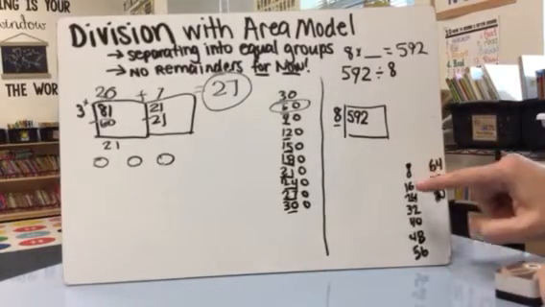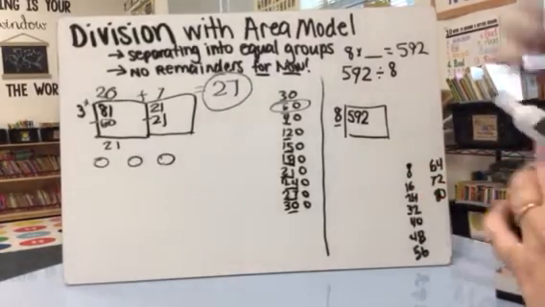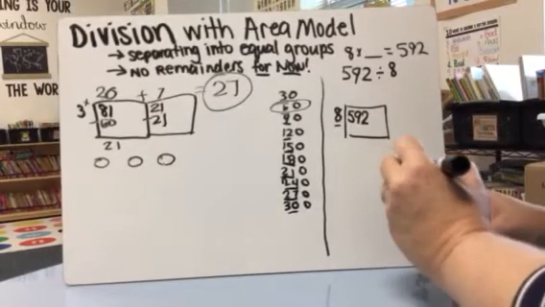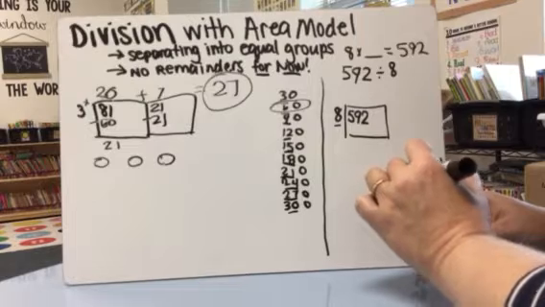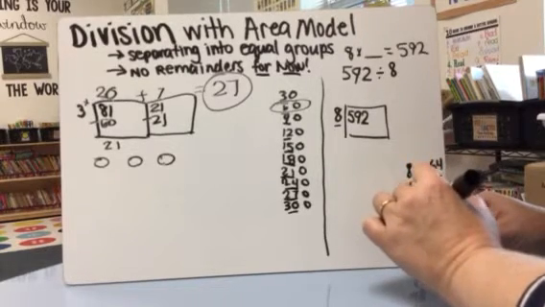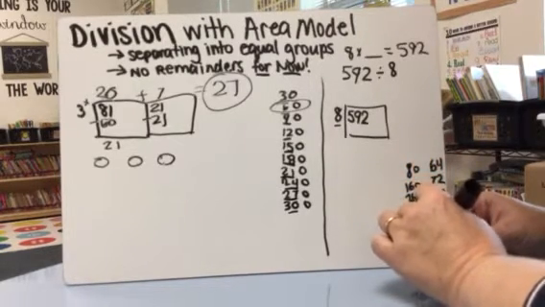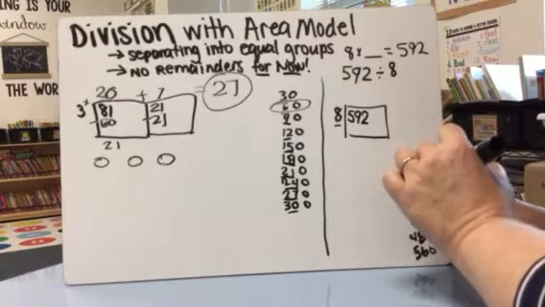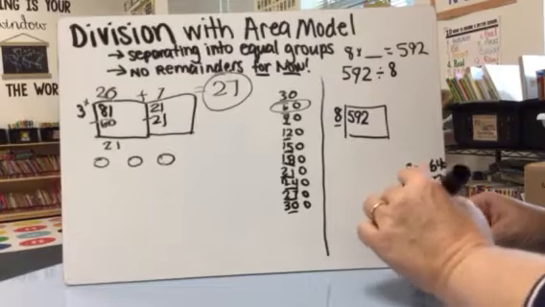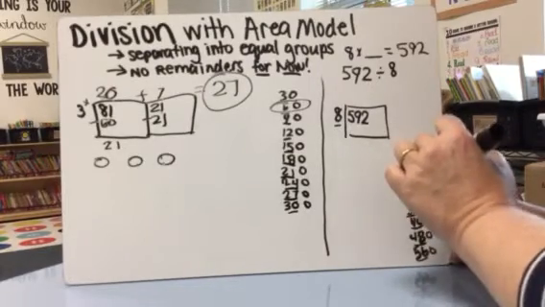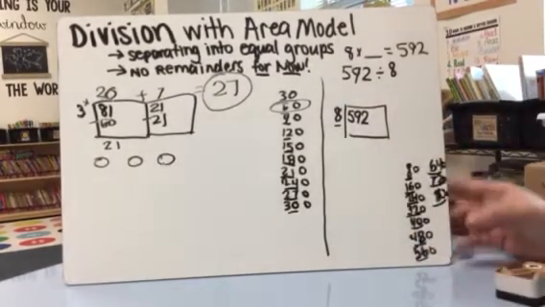Right. 8 times 1, 8 times 2, 8 times 3, and so forth. Remember, I can also think about it as 8 times 10, 8 times 20, 8 times 30, 40, 50, 60, 70, 80, 90, 100. But these numbers here are always my base that I go back to. So I'm going to underline those.